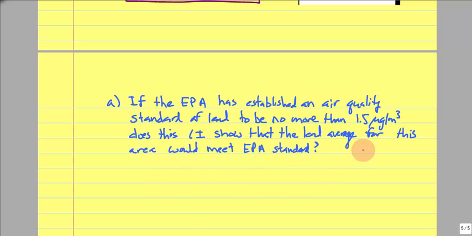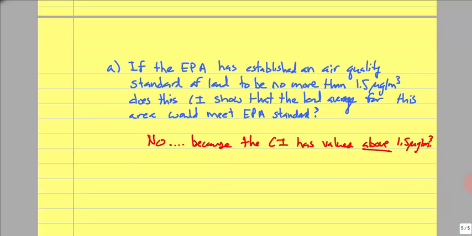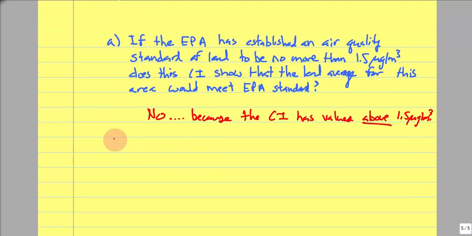So the question is, does this confidence interval show that the average for this area would meet the EPA standard? I would say no, because the confidence interval has values above 1.5 micrograms per meter cubed. Okay, so that's one question.